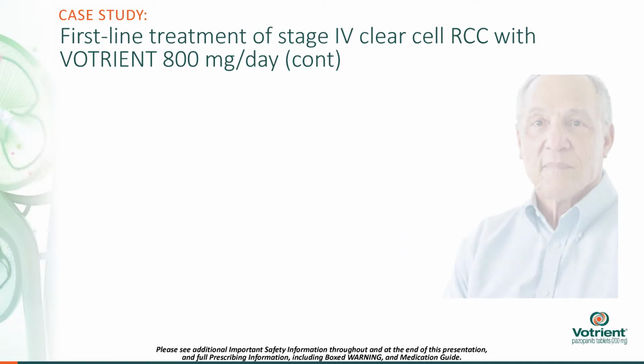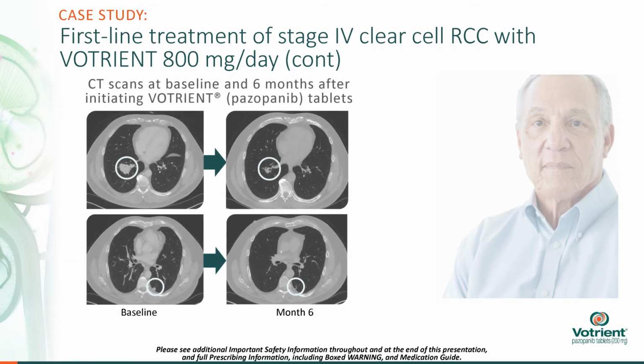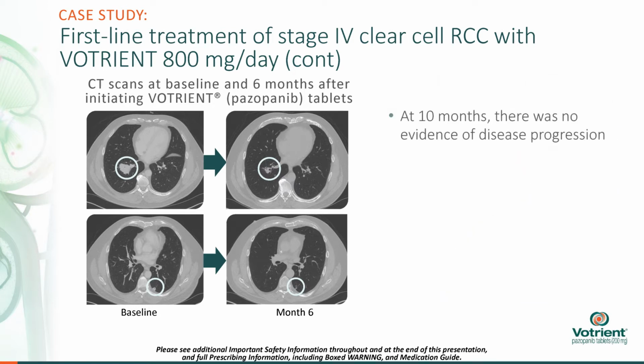In the case study that we're discussing of Vincent, these CT scans show that at 6 months after initiation of Votrient, significant reduction occurred in the size of the lung masses compared with the size at baseline. At 10 months, there was no evidence of disease progression, and Vincent remains on 800 mg per day dose of Votrient.